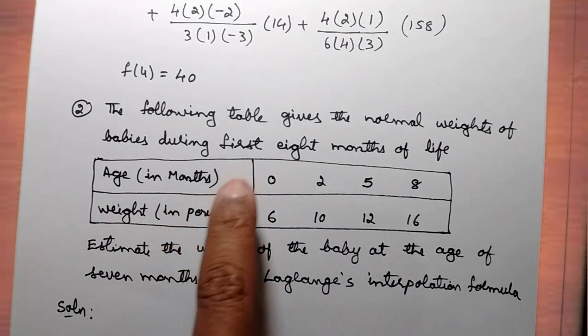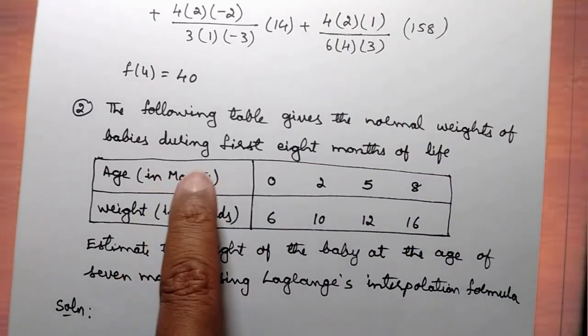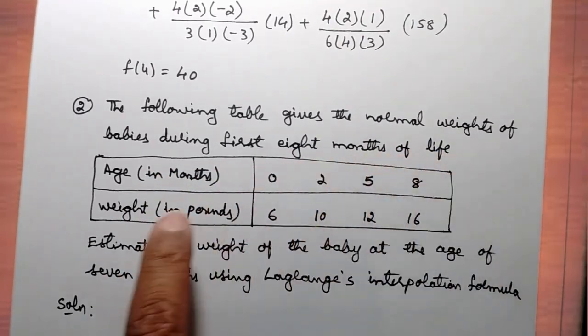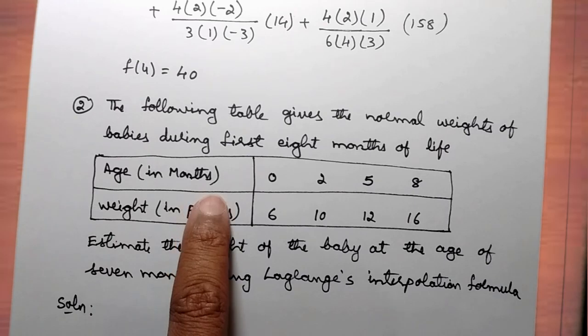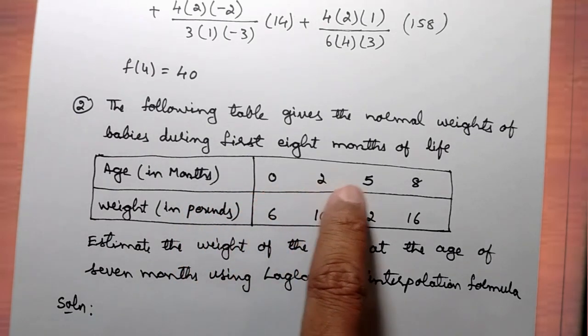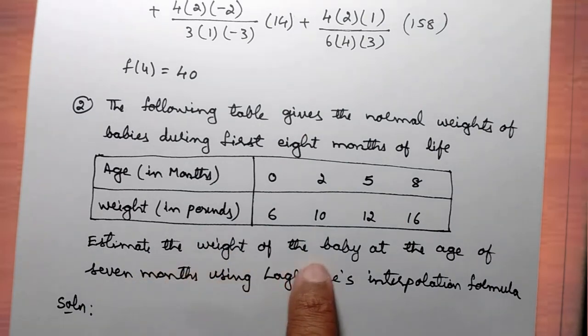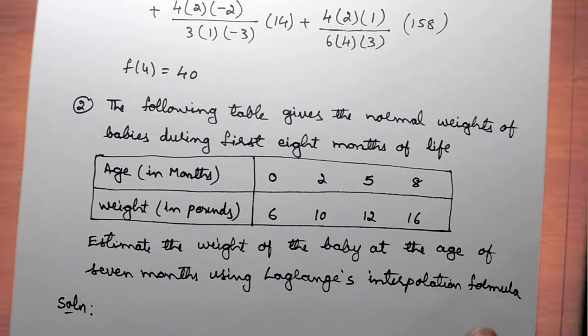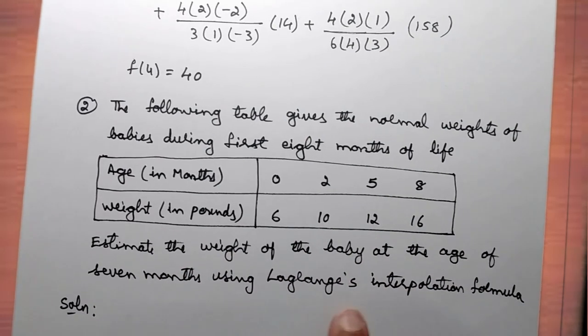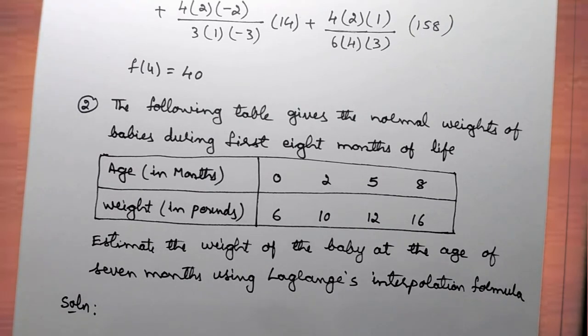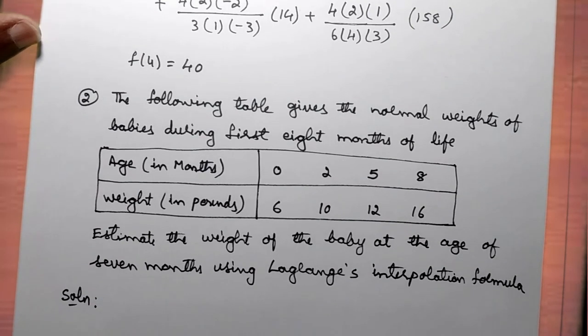So the next question is, the following table gives the normal weight of babies during the first 8 months of life. Age in months is 0, 2, 5 and 8. Weight in pounds is 6, 10, 12, 16. Estimate the weight of the baby at the age of 7 months using the Lagrange interpolation formula. So you have to use the Lagrange interpolation formula.